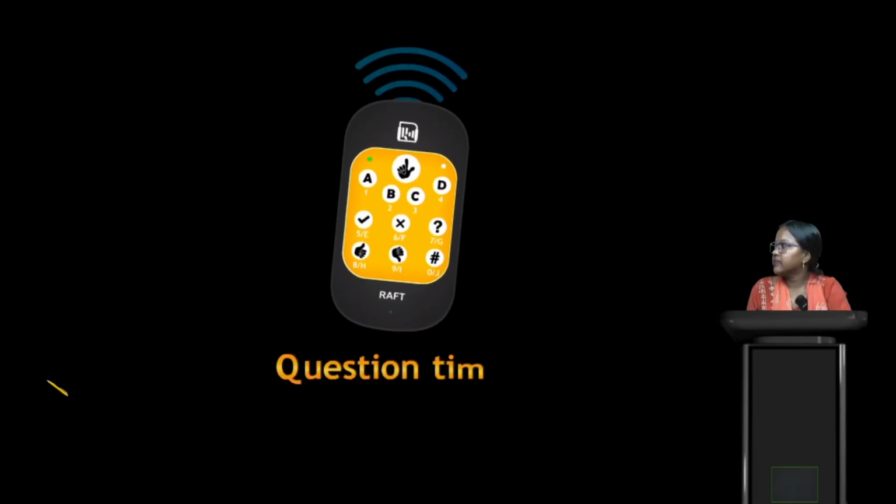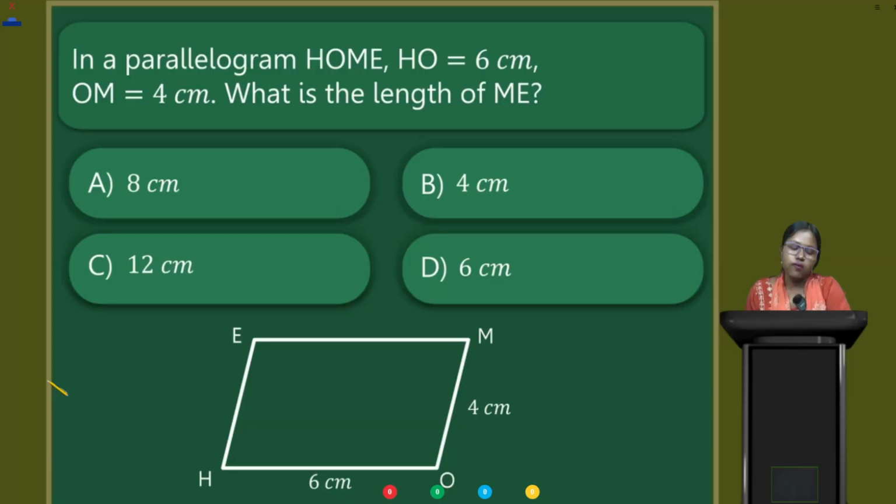Okay, here is one question time for you all. Let's see how many of you are able to answer. The question is, in a parallelogram HOME, HO is 6 centimeter, OM is 4 centimeter. What is the length of ME? All of you try to answer. I am giving you a timer. What is the value of ME?